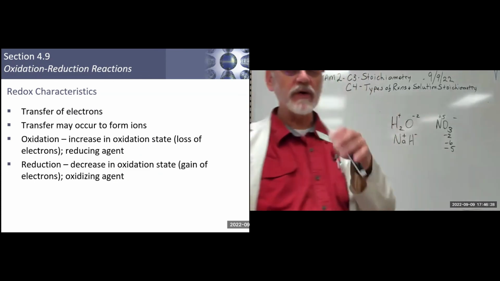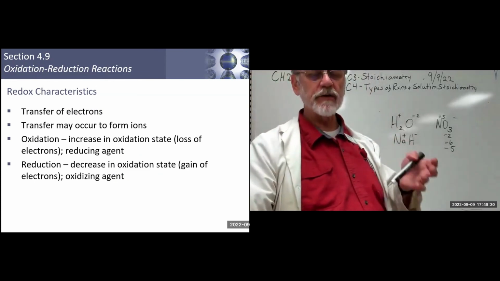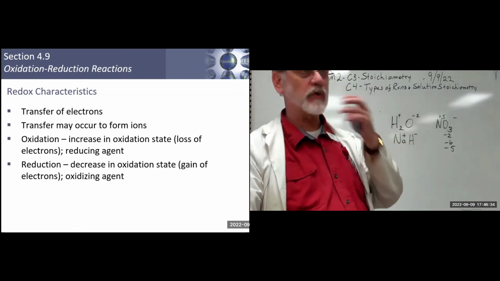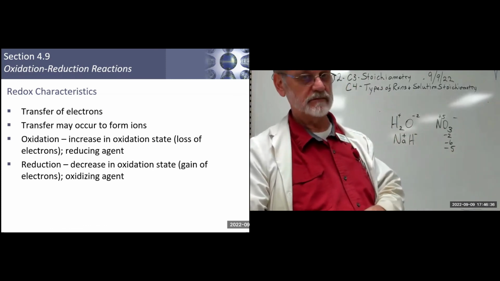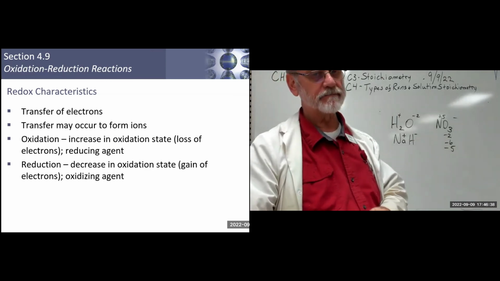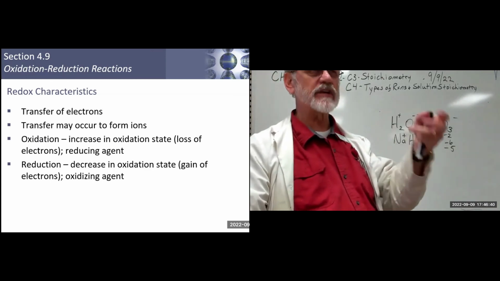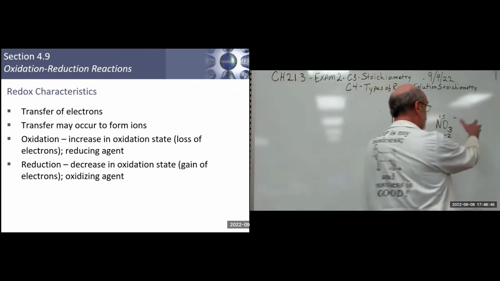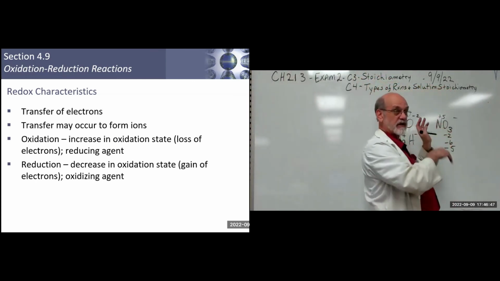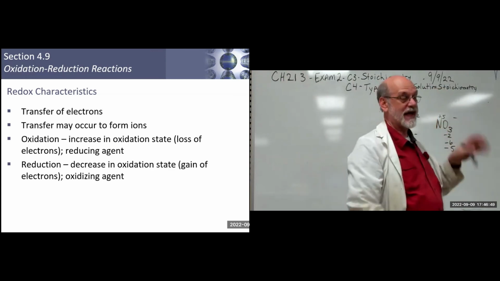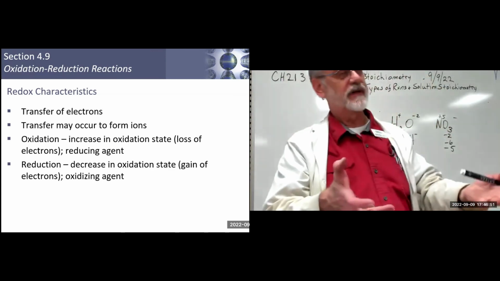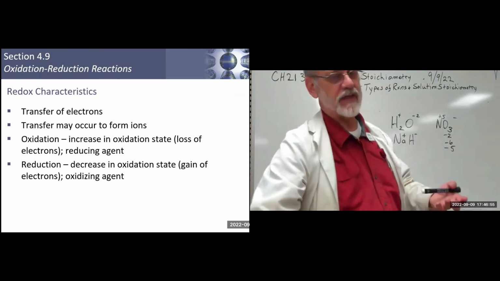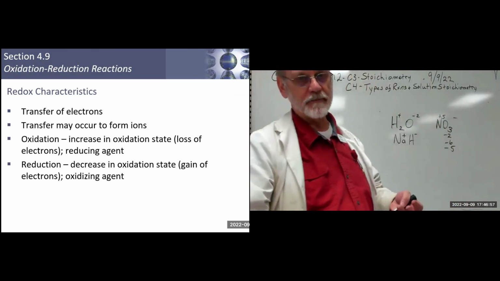All right, I mentioned this already. Redox characteristics: transfer of electrons. You can form ions, but you don't have to form ions to get a redox reaction. That's why we have that oxidation state calculation. Because if you've got molecular compounds, neutral compounds on both sides, and you know there are no ions in them, how do you know if electrons are transferred? That's why the oxidation state method was developed, to keep track of the electrons.